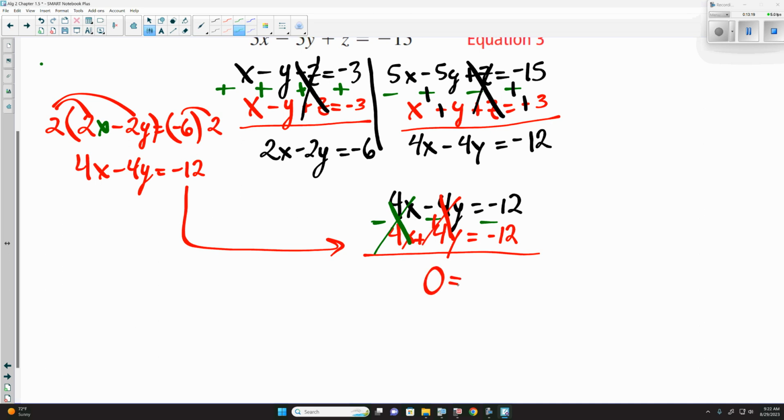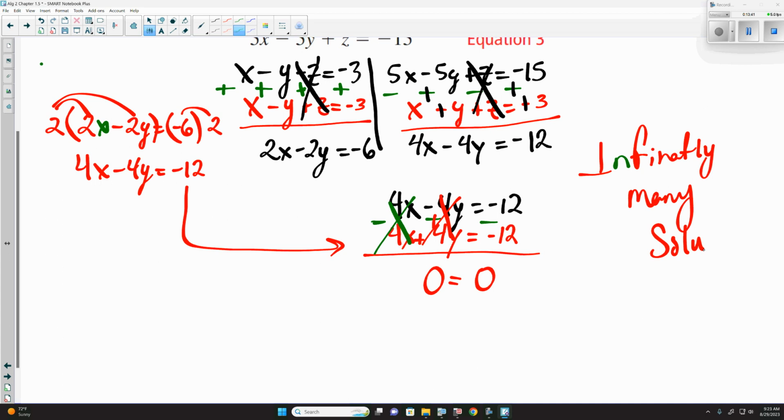well, this looks like the start of the previous problem, or part of what we got on the last problem, yes? Is this a true statement? So this is our infinitely many solutions.